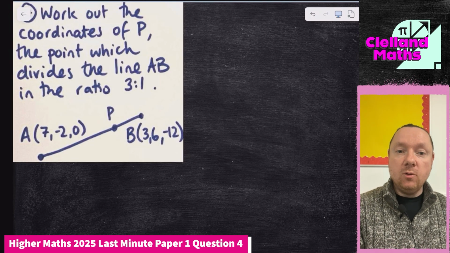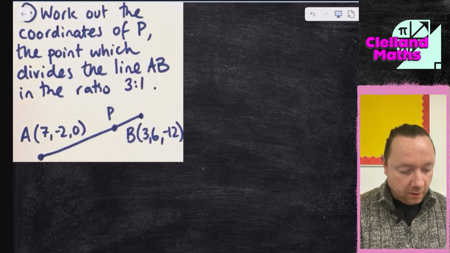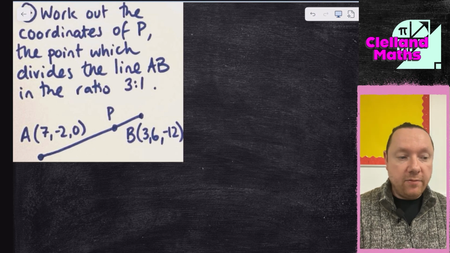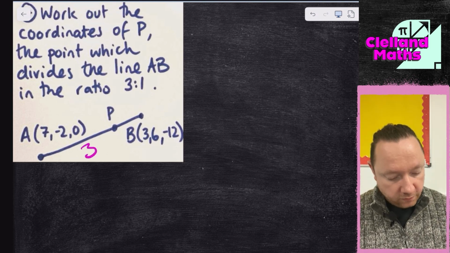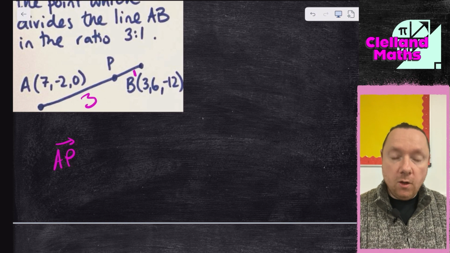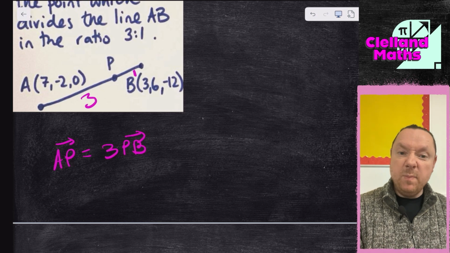SQA Higher Maths 2025 Last Minute Paper 1, Question 4. Work out the coordinates of P, which divides the line AB in the ratio 3 to 1. Now, you could use a section formula for this or otherwise, but I'm going to show you a nice, neat method. So we're in the ratio 3 to 1. So that means that A to P equals 3 lots of P to B, because it's 3 times bigger.